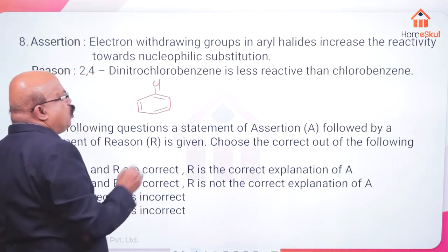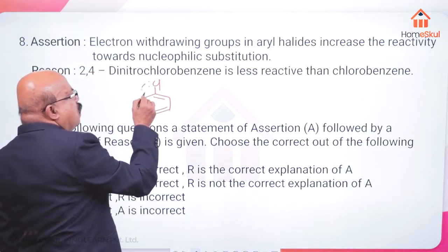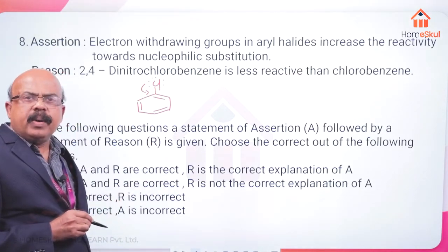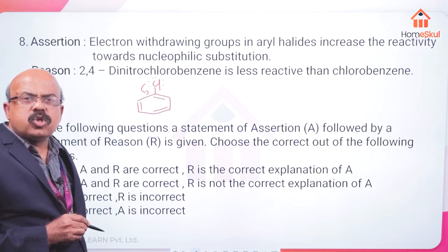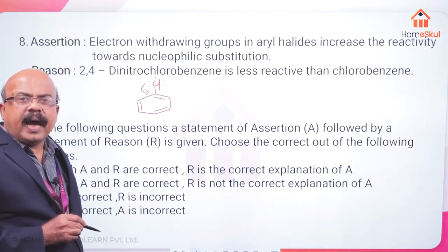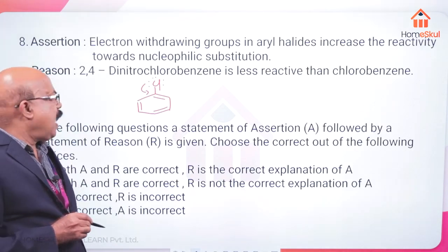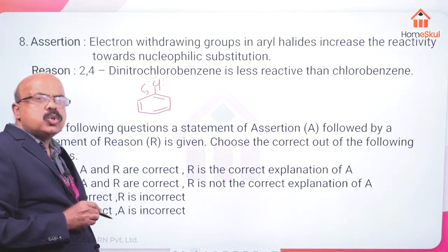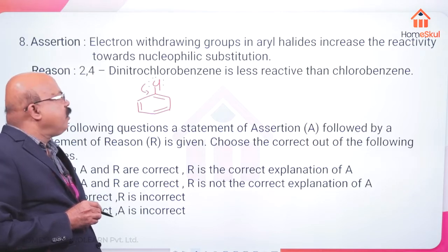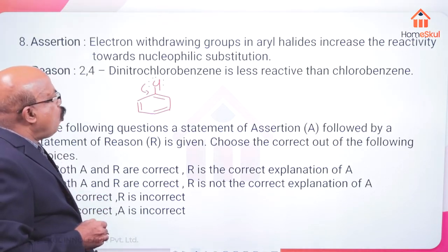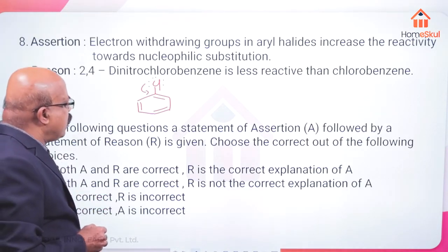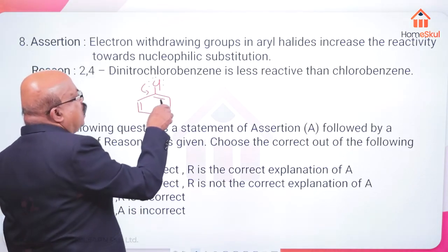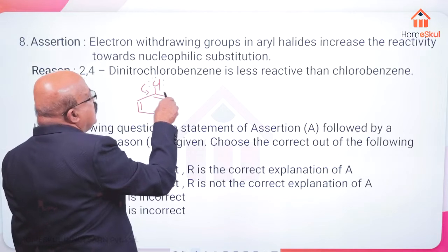Due to resonance, the carbon halogen bond has a double bond character. Because of that resonance effect, the halogenated carbon has a double bond character. So that bond undergoes cleavage with great difficulty. That bond cleavage becomes very difficult. So haloarenes are less reactive towards nucleophilic substitution.